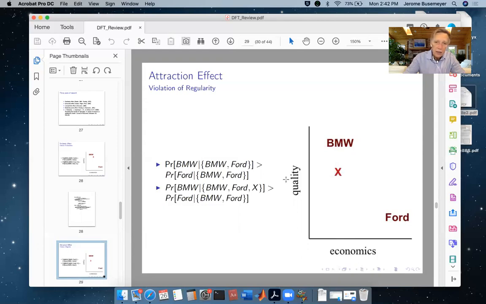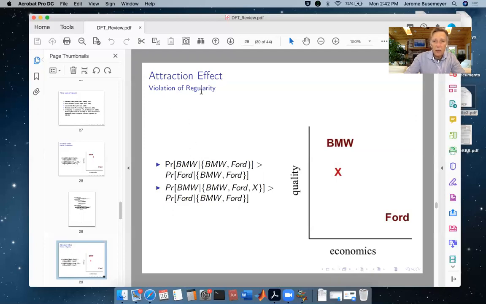But what they find is that now when you introduce this X and look at the triadic choices between all three, X boosts the probability of BMW. So in the binary choice, it was 0.6, but now in the triadic choice, let's say it goes up to 0.75. So X makes BMW look good, it makes it shine. In terms of rational choice, this option should never be chosen.